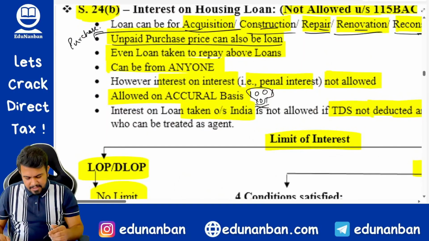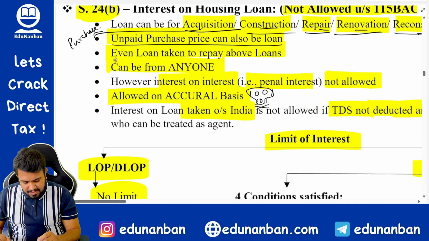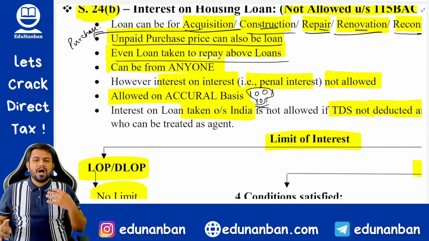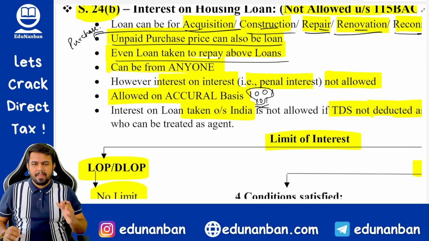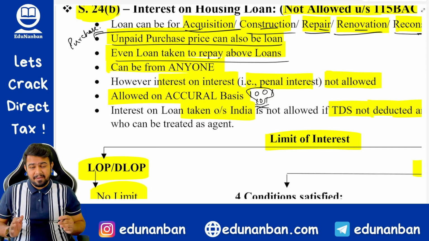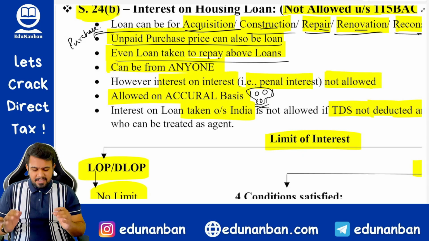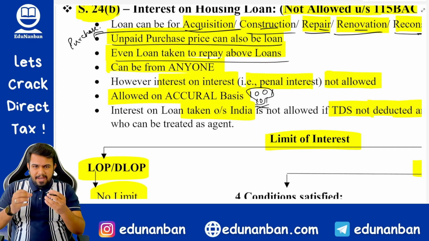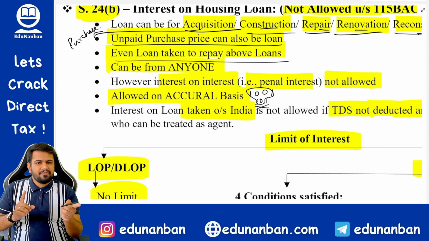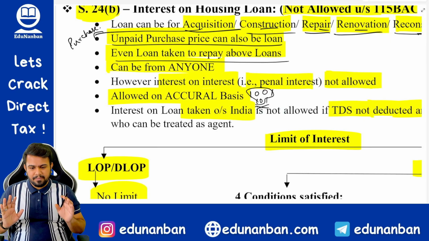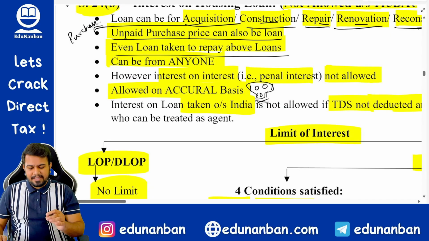Next, what if there is a loan taken to repay the above loan? For example, I took a housing loan from Canara Bank, but now I am not satisfied with Canara Bank, so I want to close that loan and take another loan from State Bank of India. In such a case, if I take a loan from State Bank of India and repay the loan from Canara Bank, then the new State Bank of India loan also will be considered as housing loan.